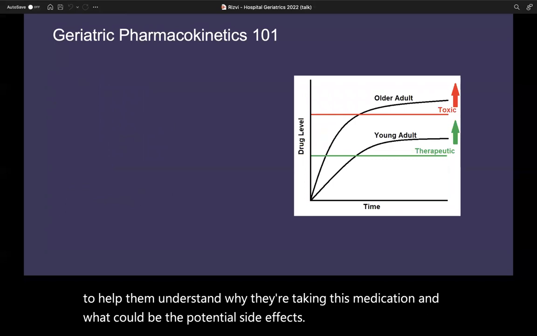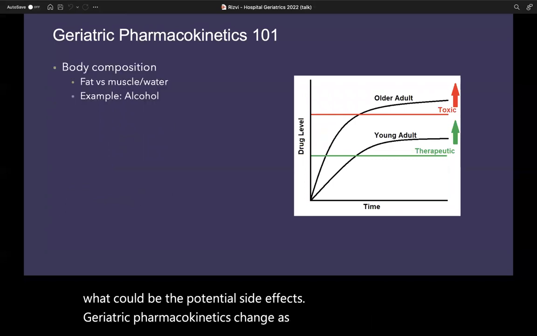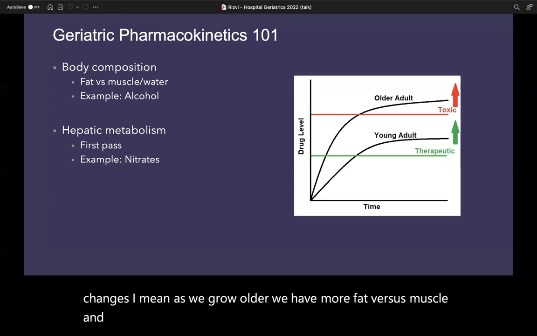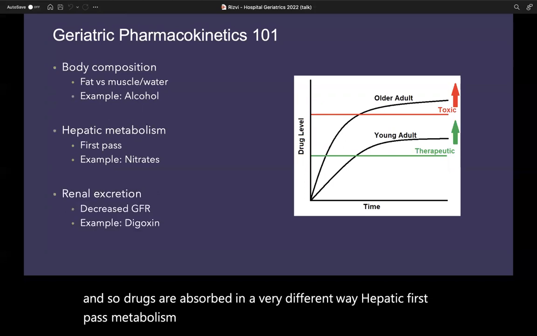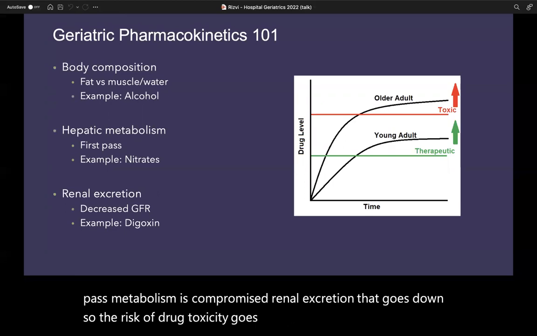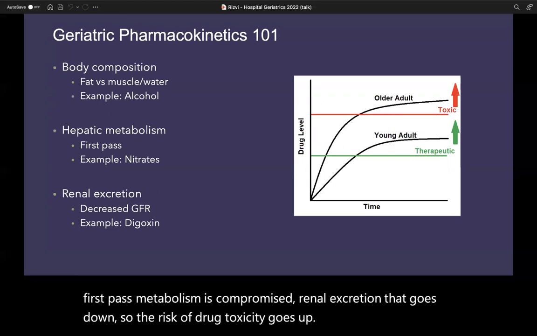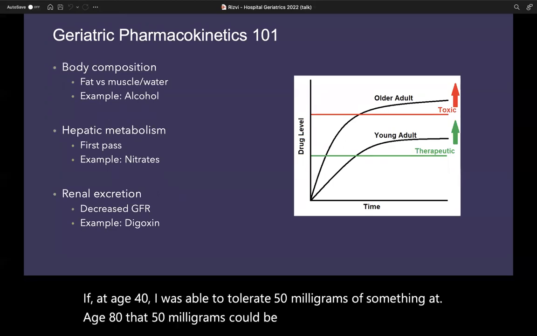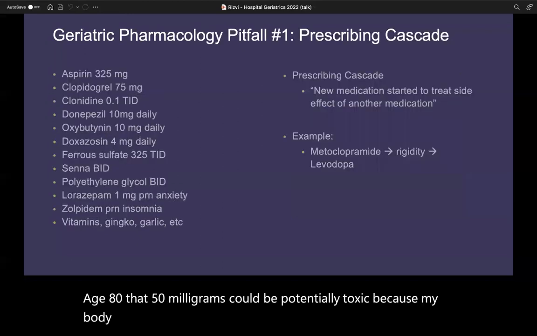Geriatric pharmacokinetics change as our body's composition changes. I mean, as we grow older, we have more fat versus muscle, and so drugs are absorbed in a very different way. Hepatic first pass metabolism is compromised, renal excretion, the GFR, goes down. So the risk of drug toxicity goes up. If at age 40, I was able to tolerate 50 milligrams of something, at age 80, that 50 milligrams could be potentially toxic because my body is not the same anymore.